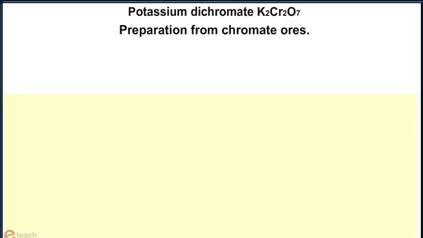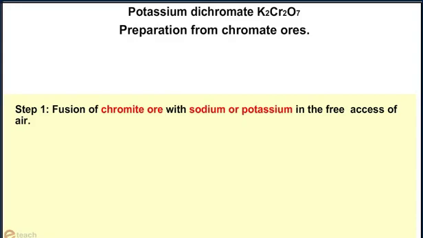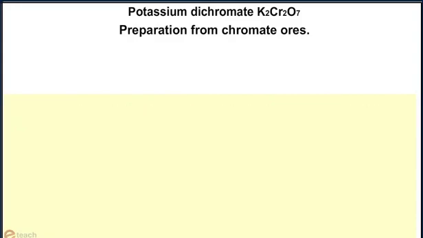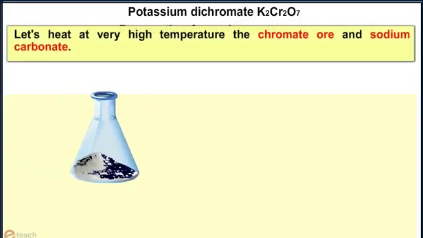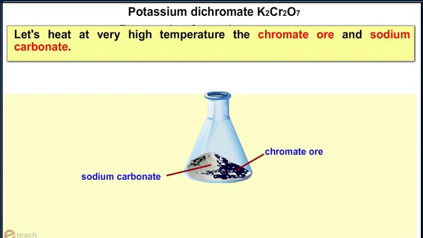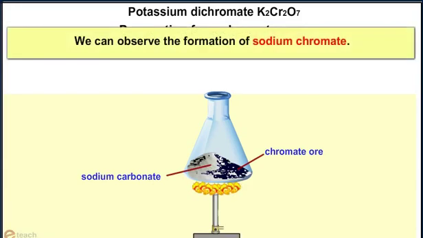Let's study how to prepare potassium dichromate, K2Cr2O7, from chromate ores. Step 1: fusion of chromite ore with sodium or potassium carbonate in the free access of air. Let's heat the chromite ore and sodium carbonate at a very high temperature. We can observe the formation of sodium chromate.